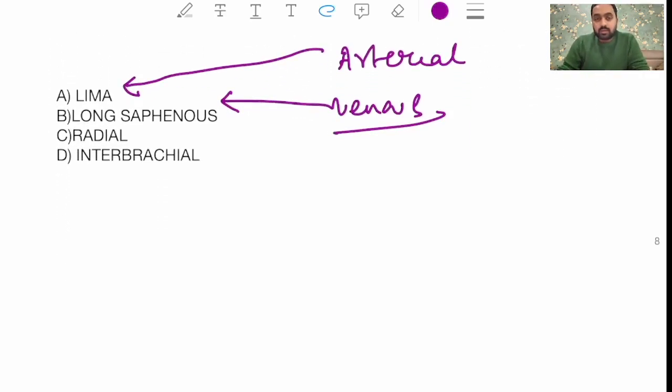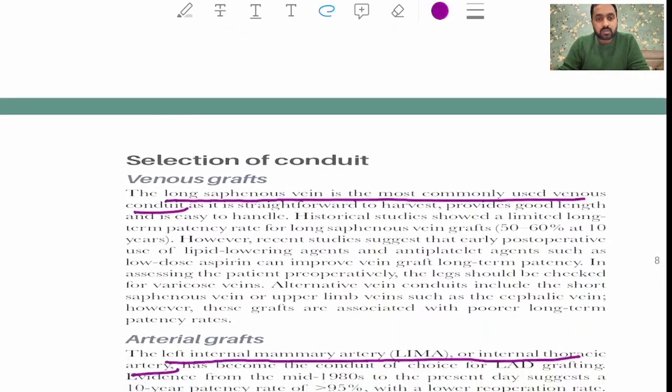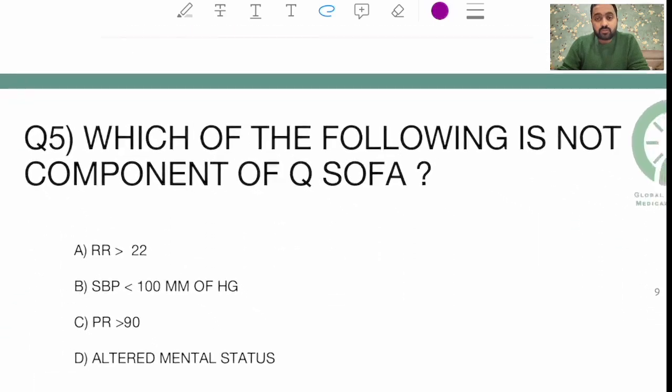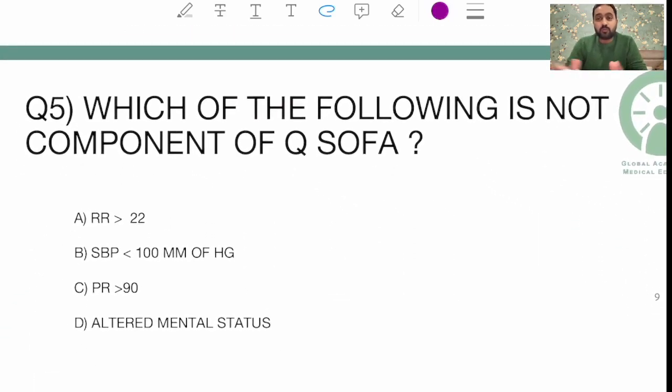Now moving on to the next question. Which of the following is not a component of qSOFA? This is a straightforward question. The question is asking you "not", and the answer would be pulse rate more than 90. This is not a component of the qSOFA score.